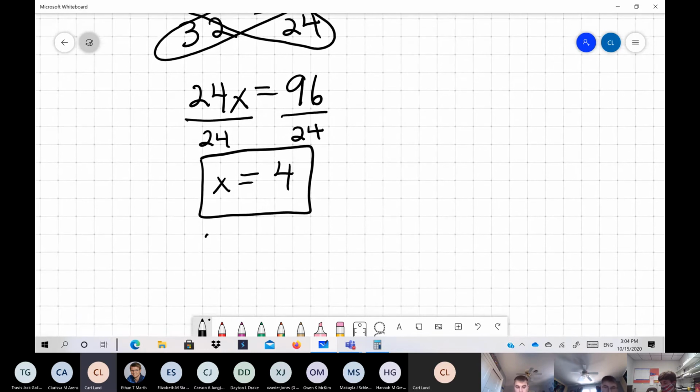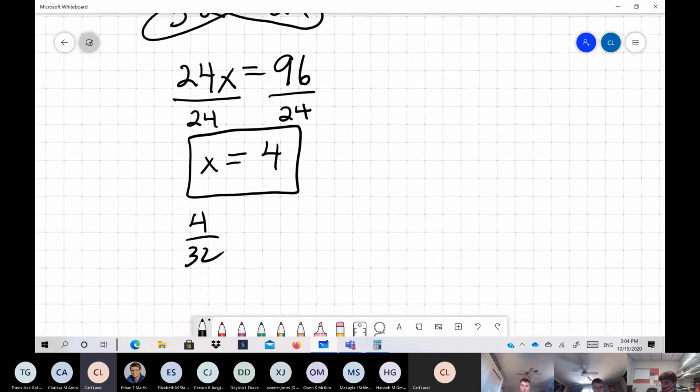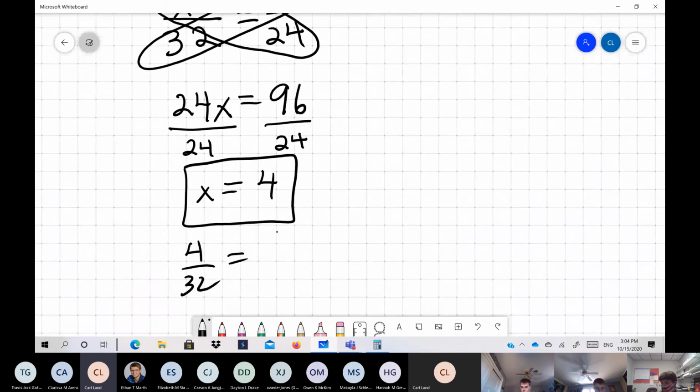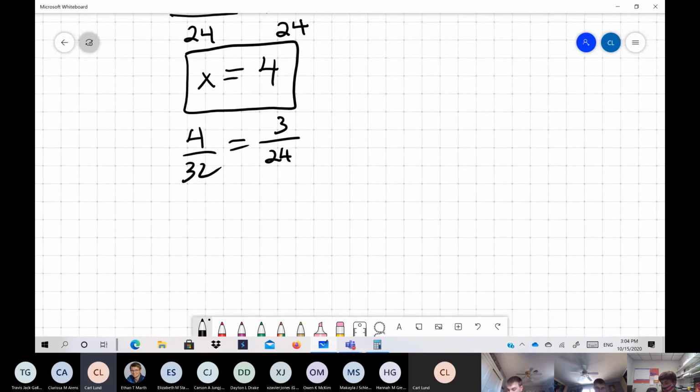We could check our work. You don't have to, but I guess here you are being asked to. We can check by seeing whether these are equivalent fractions. They're equivalent if they simplify to the same fraction, and both of these fractions simplify to 1 over 8. So yes, x equals 4 is the right answer here.